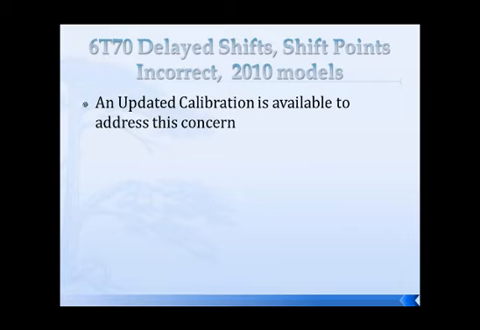Delayed shifts, incorrect shift points. These are 2010 model year only vehicles. So if you have a 6T70 and it's a 2010 model year vehicle, there is an updated calibration. They had some cal table errors that they've corrected with an updated calibration. So again, if you're running across this as an issue, make sure you have the latest and greatest calibration installed in your vehicle.